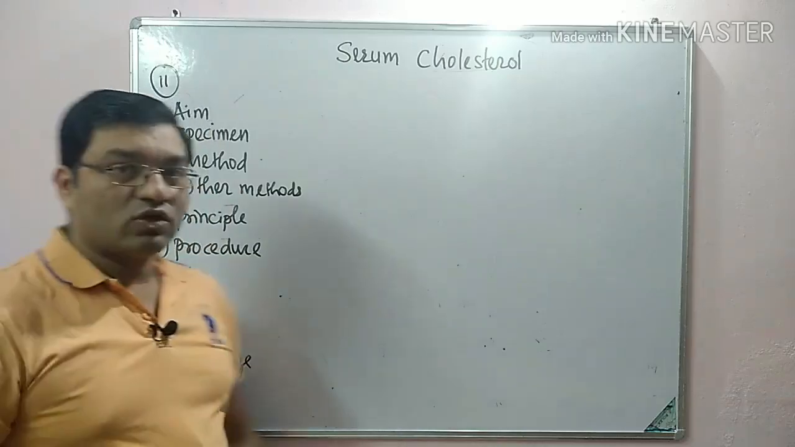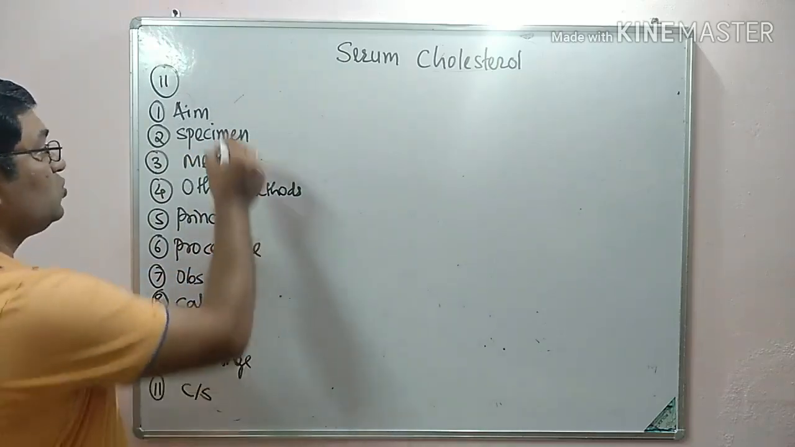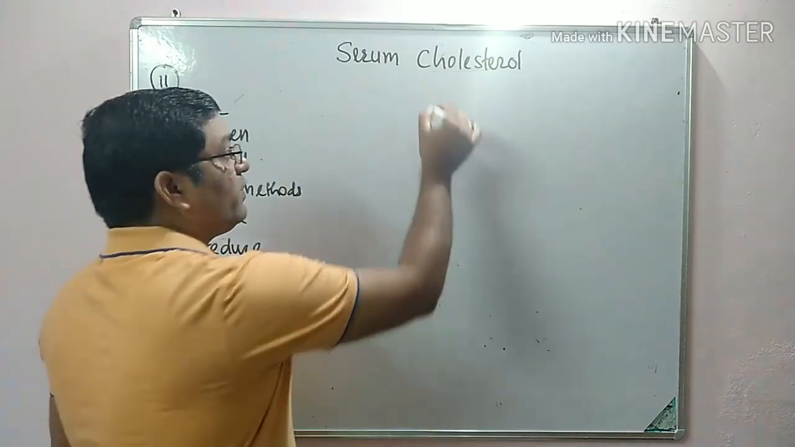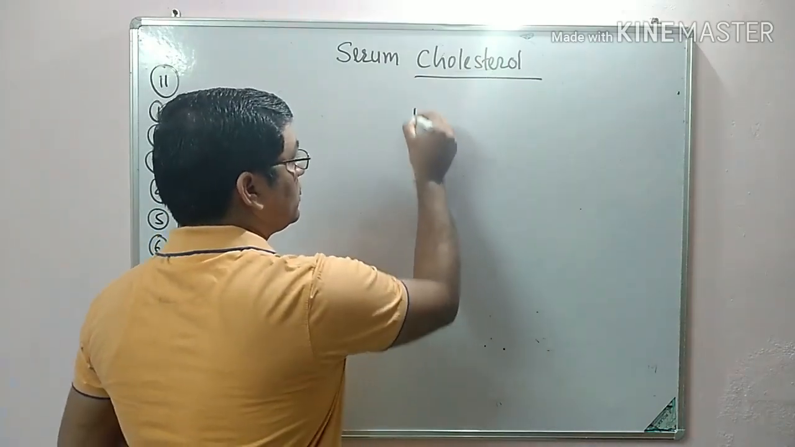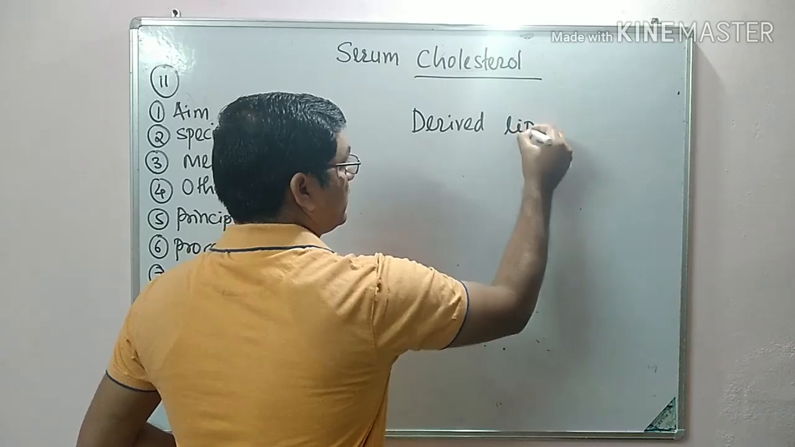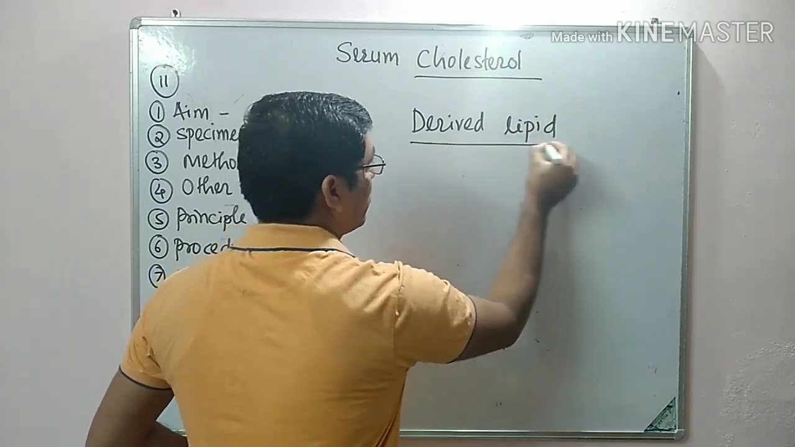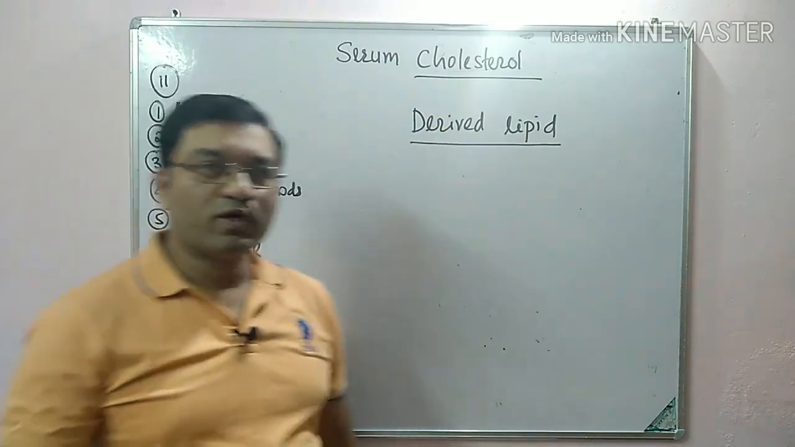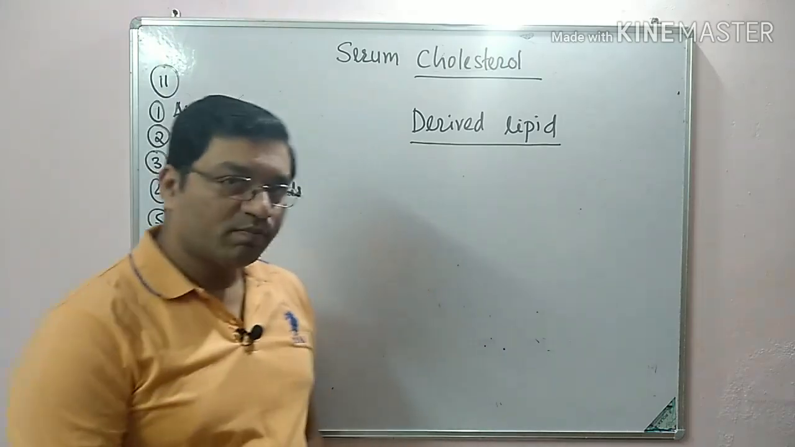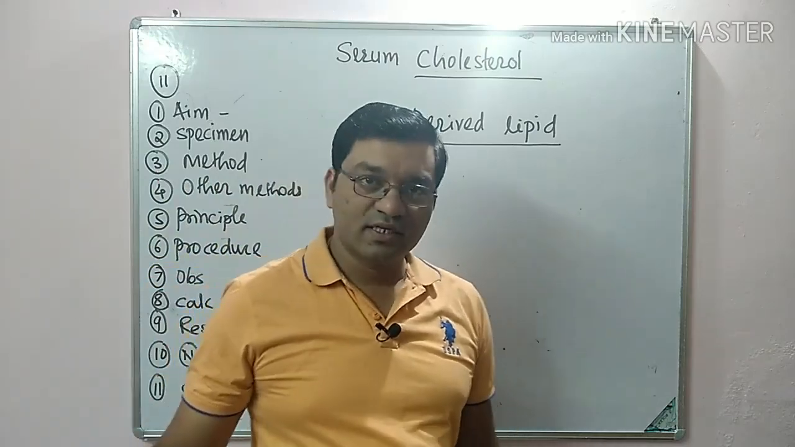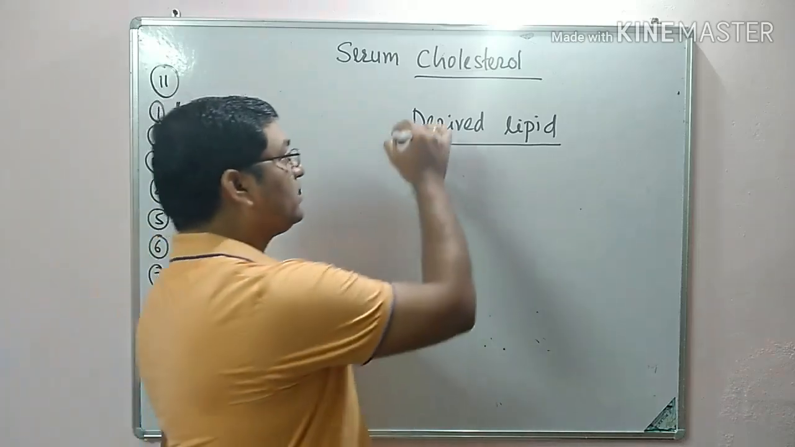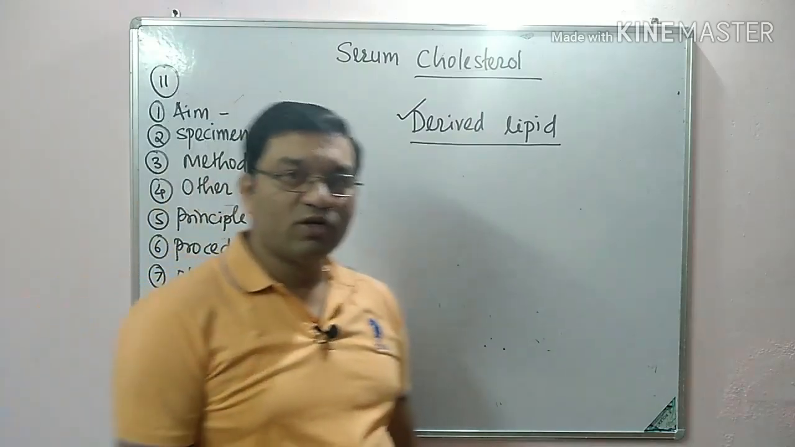Coming to the serum cholesterol estimation, the aim of the practical is to estimate serum cholesterol level. What do you mean by cholesterol? Cholesterol is a derived lipid. Derived means those obtained from hydrolysis of group 1 and group 2 lipids. Lipids are classified into simple, complex, derived and miscellaneous. The derivatives of group 1 and group 2 are involved in the derived lipid. So cholesterol is a derived lipid.